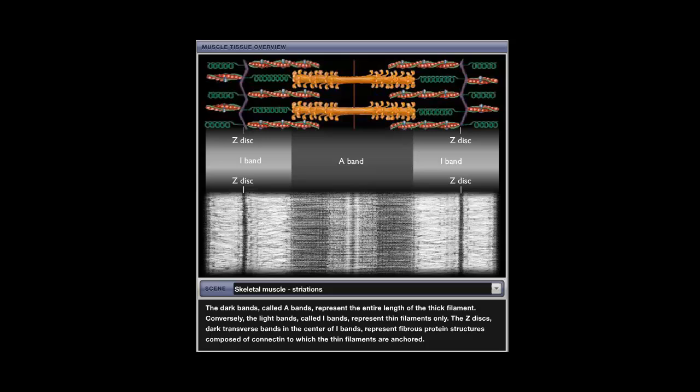Instead of the Z discs present in skeletal and cardiac muscle, smooth muscle contains dense bodies that serve as attachment sites for thin filaments. Dense bodies are small protein concentrations distributed throughout the cytoplasm.